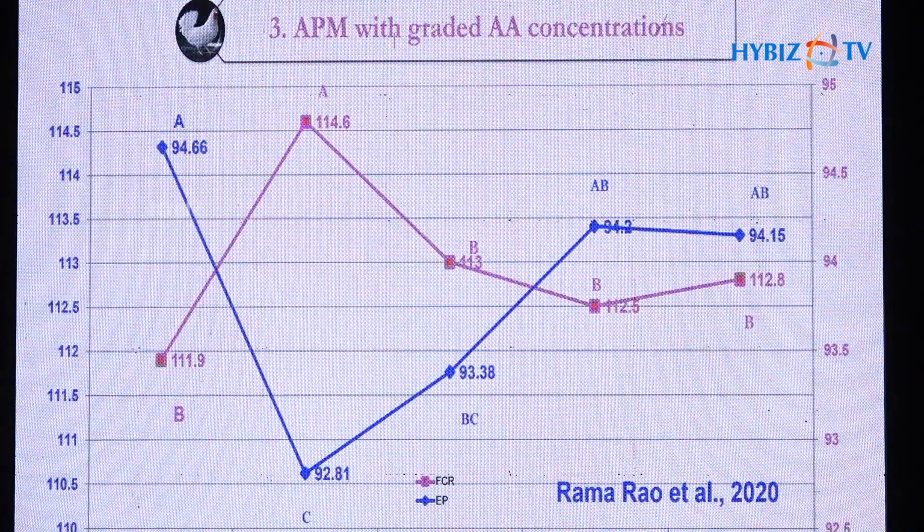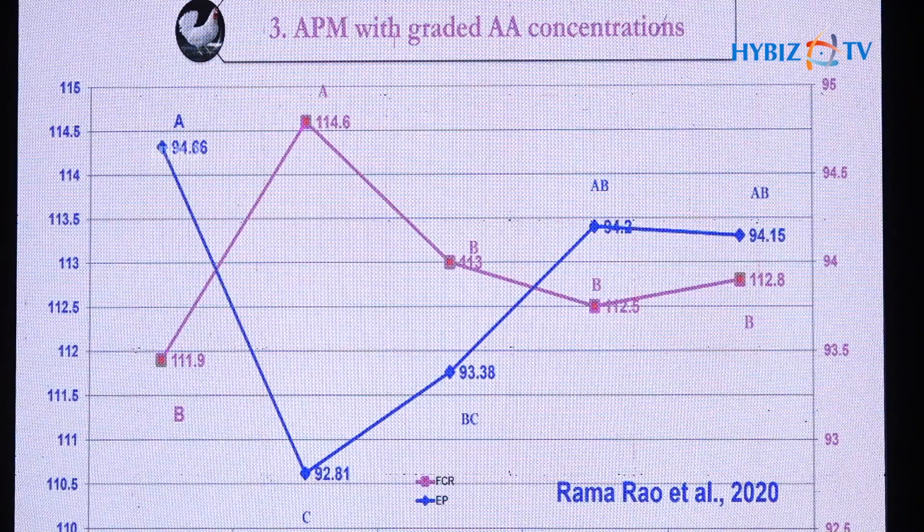Similarly, here we studied the essential amino acids. Essential amino acids means lysine, methionine and threonine. These three amino acids we increased in the alternate protein mix diet from 100% to 115%. That means 15% additionally we have given.